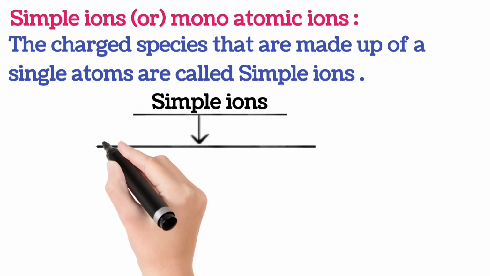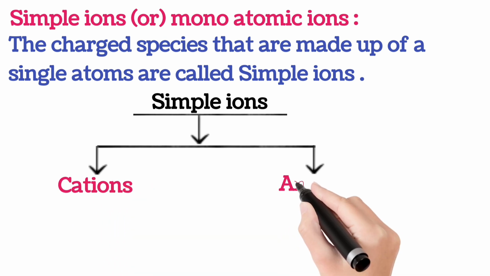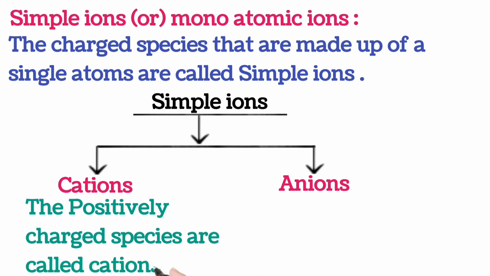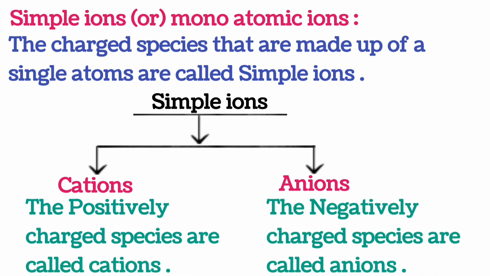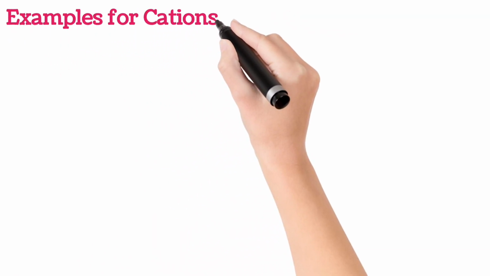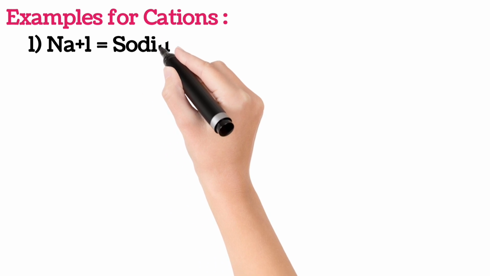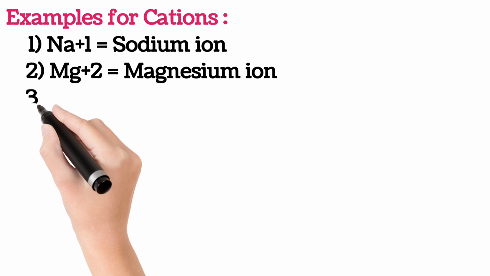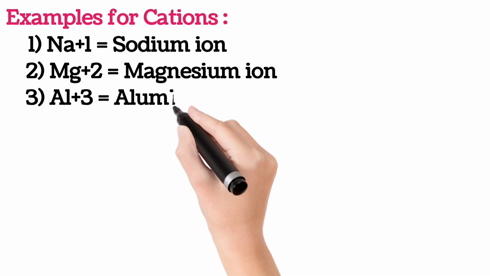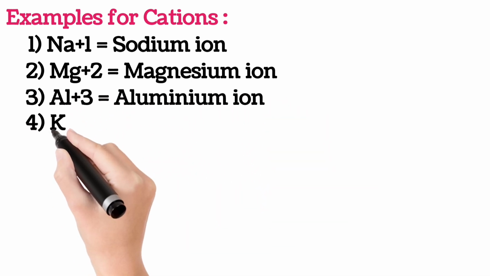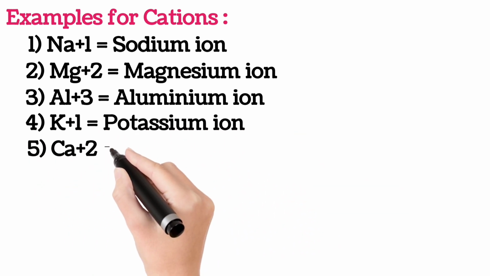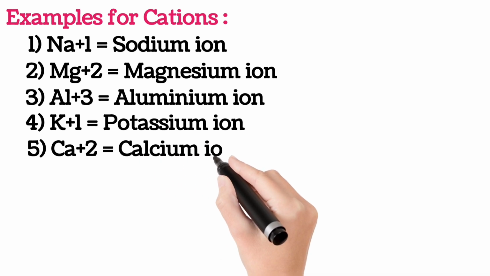Again, simple ions are of two types. They are cations and anions. Cation means the positively charged species are called cations, and anion means the negatively charged species are called anions. Some examples of cations are Na+1, called sodium ion; Mg+2, called magnesium ion; Al+3, called aluminium ion; K+1, called potassium ion; Ca+2, called calcium ion.